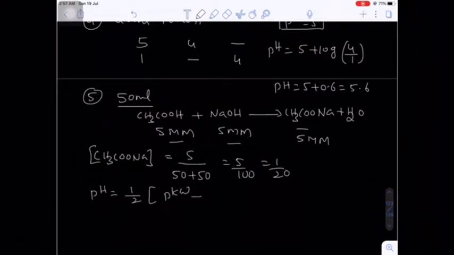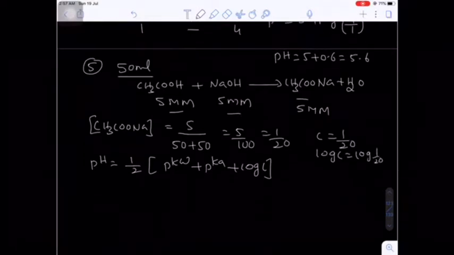Now what is the pH for anionic hydrolysis of a salt? pH is equal to half into pKw plus pKa plus log C. What is the concentration of the salt here? 1 by 20. Log C is nothing but log of 1 upon 20. Half into, what is the pKw? 14. pKa value 5. Log C is log of 1 by 20. Are you getting my point? After simplification of this, you will get the pH value 8.85.